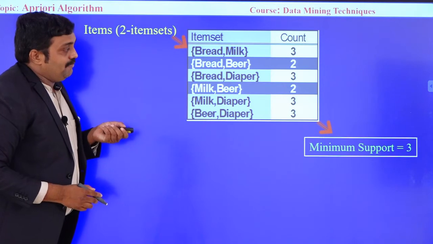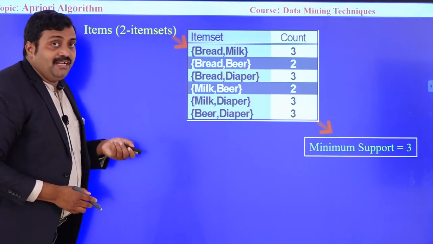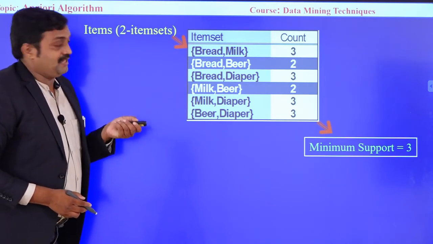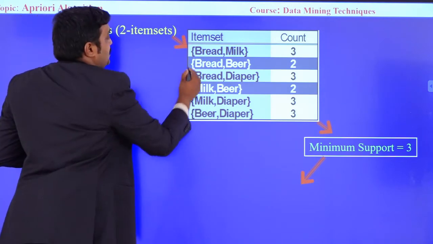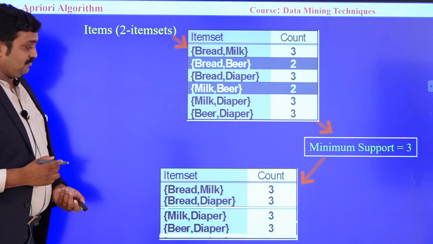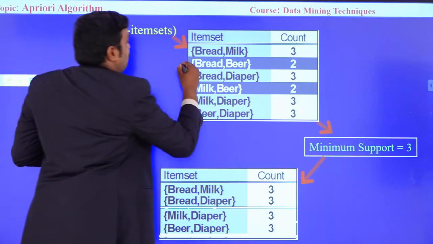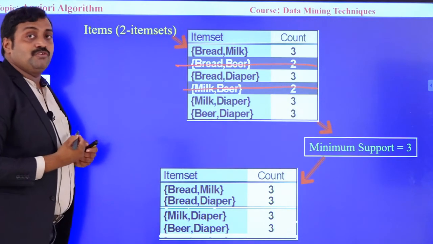Now we are going to apply the minimum support count. Our condition is that the item set is frequent if its support count is equal to 3 or greater than 3. Now we can easily say that these two are eliminated. So I am eliminating these two because their support count is only 2.